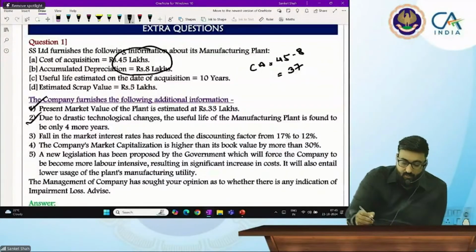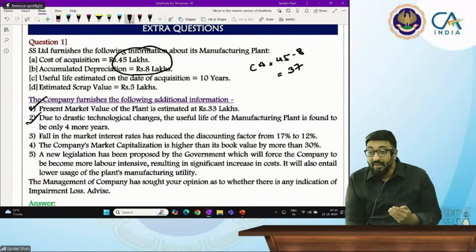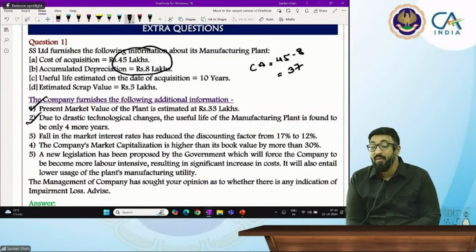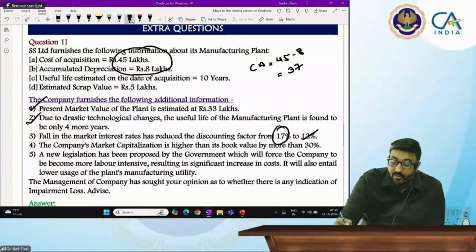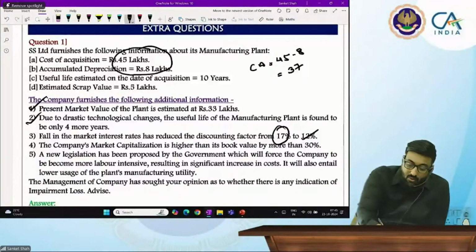Third one. Fall in the market interest rate has reduced the discounting factor from 17 to 12. Will this be an indicator of impairment? Yes, sir. How? What we understood is that the market rate is higher than what you are using for discounting. You are using 17% and now it is 12% in the market. Is it an indicator or not? No, sir, this is not an indicator.